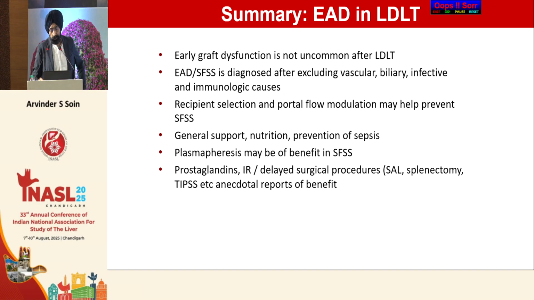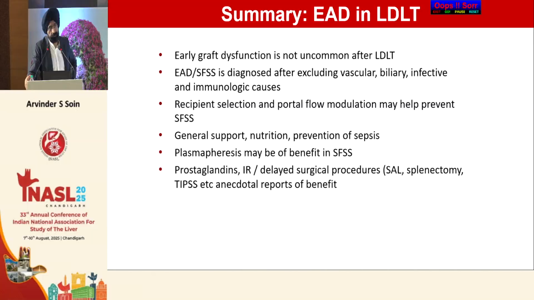He went home. So I'll summarize here, saying that early graft dysfunction is not uncommon after living donor liver transplantation. EAD or SFSS is diagnosed after excluding vascular, biliary, infective, and immunological causes. Recipient selection and portal flow modulation may help in preventing SFSS. General support, nutrition, prevention of sepsis, and giving moderate immunosuppression is the way to go to manage these patients. Selected patients without sepsis can be helped with plasmapheresis.